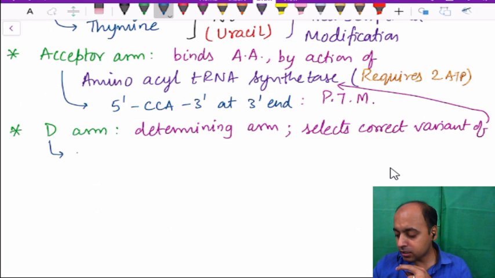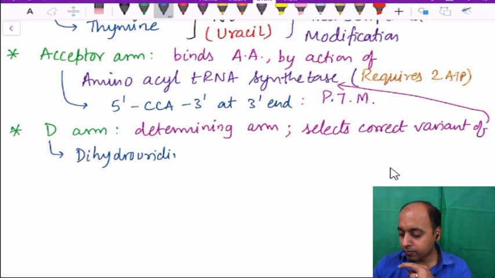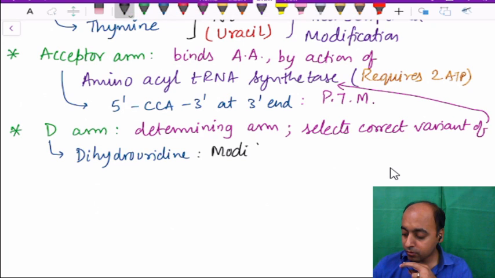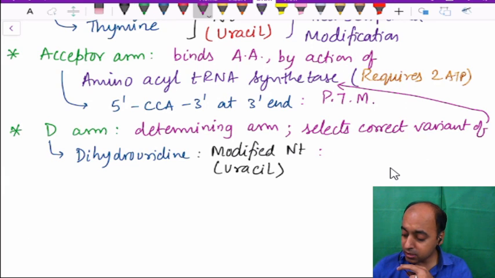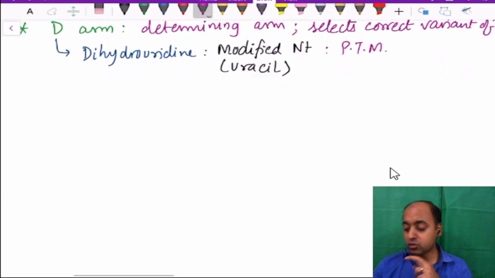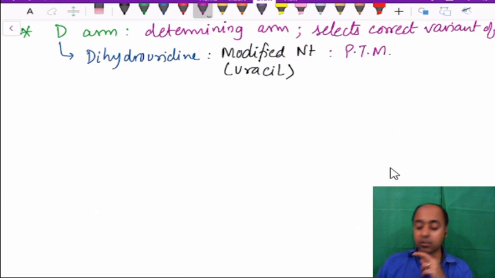In addition, the D stands for dihydrouridine. The dihydrouridine is also a modified nucleotide. It is a modified nucleotide, again coming from uracil, meaning this again represents a post transcriptional modification. So the D arm is also showing the post transcriptional modification.